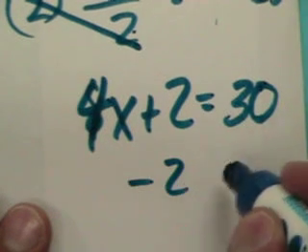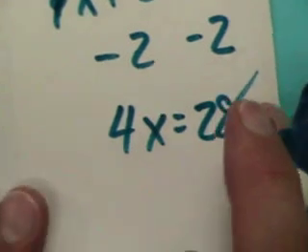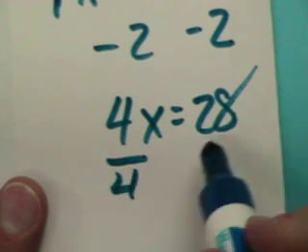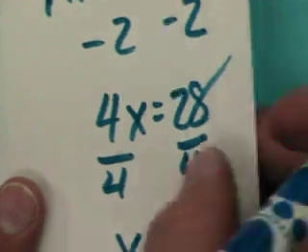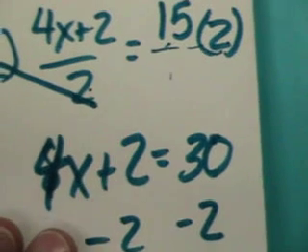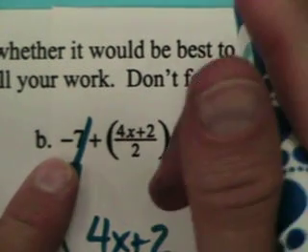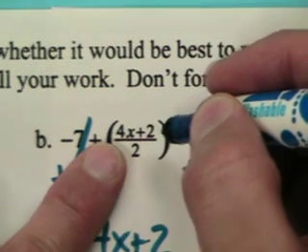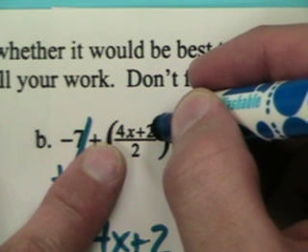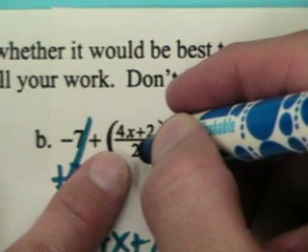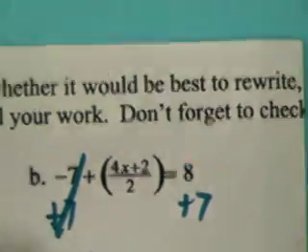A little solving, and x equals 7. Okay, x equals 7. So let's see if that really does work. 4 times 7 would be 28 plus 2. 28 plus 2 is 30. 30 divided by 2 is 15. And 15 plus negative 7 is 8. So that is right.